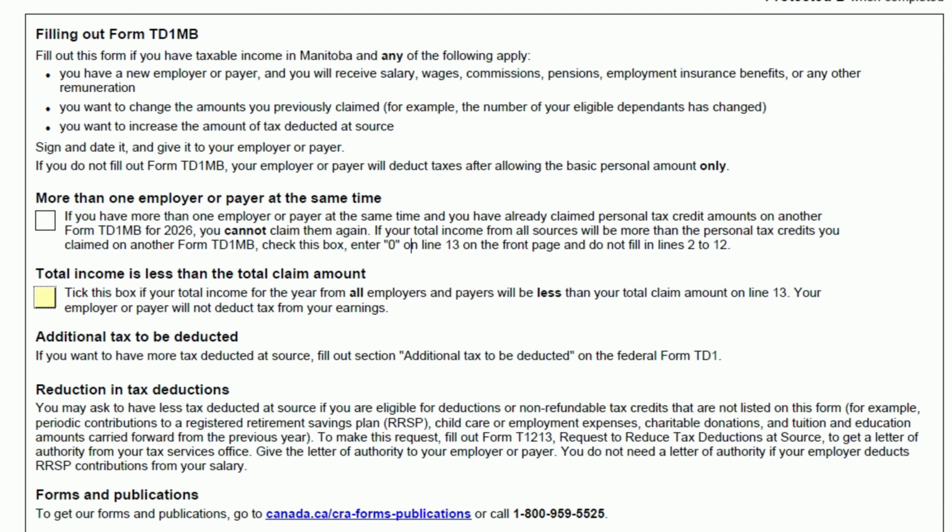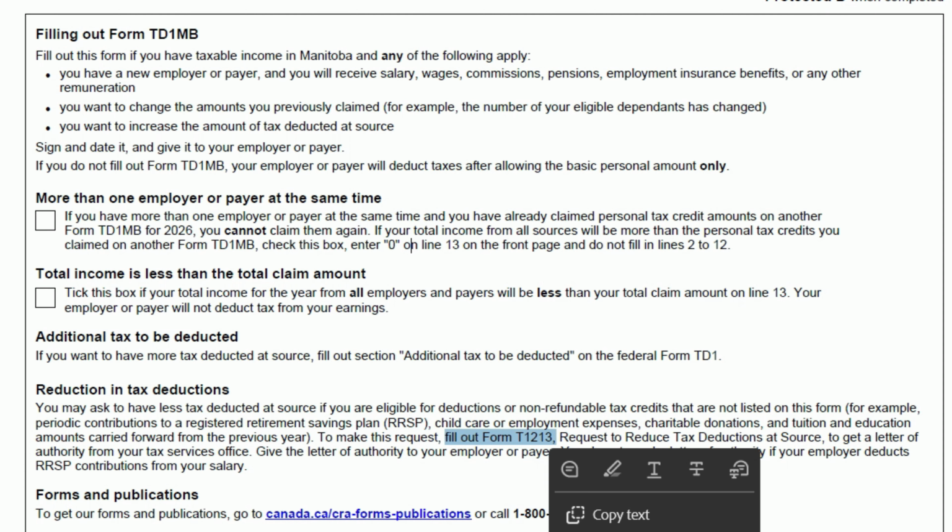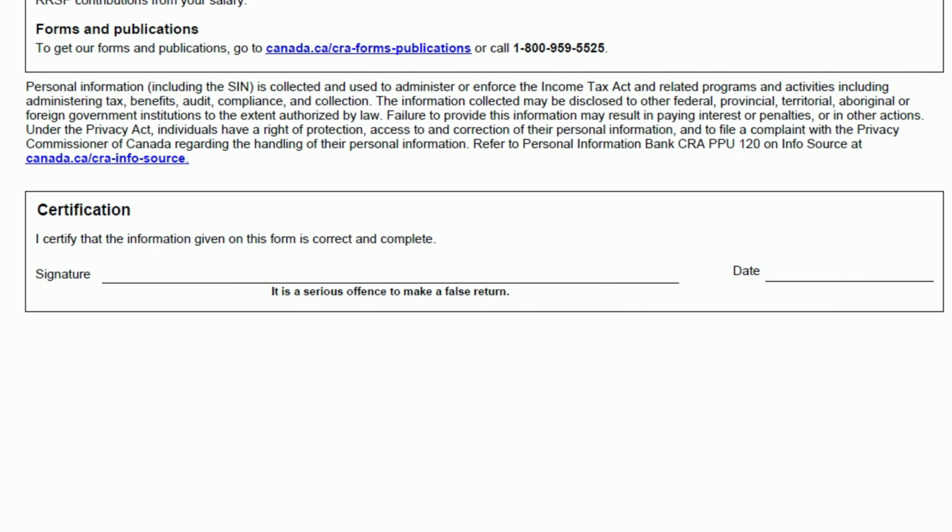In case there is any additional tax to be deducted, you can fill out the additional tax to be deducted in the federal form TD1, for which I have made a video. You can check that out. And in case you want a reduction in taxes, again you can ask for the reduction. To make the request, you will have to fill out T1213. Once this is done, you will sign and write the date and hand this over to your employer, and from your end you are done.